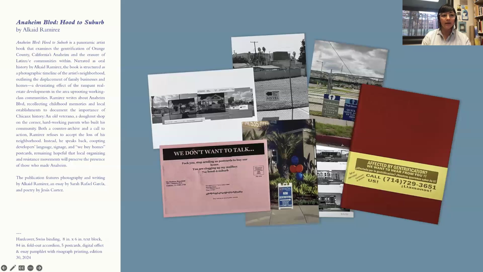And then I have one more in here that is from Alcaide Ramirez, which I am currently working on. And it is Anaheim Boulevard, Hood to Suburb. It's about gentrification in Orange County, California. It's a project that's an accordion. It's a pre-order, which I'm going to talk a little bit about the importance of pre-order later. But essentially this project, it's still in production. It's a more precious object. And so something to note is it's also edition 30. So kind of thinking back to that early LA book that I was talking about, edition 30 can make sense in some context.